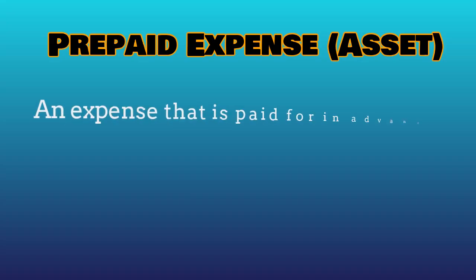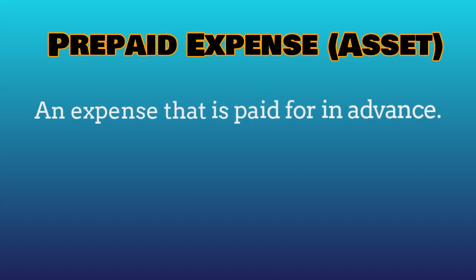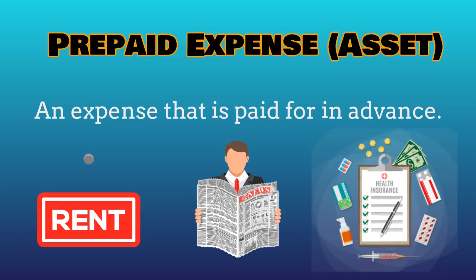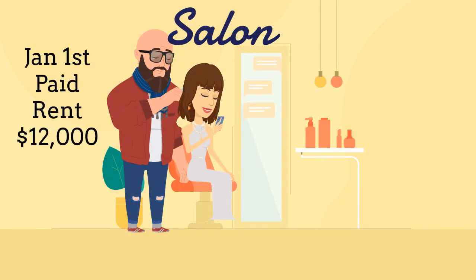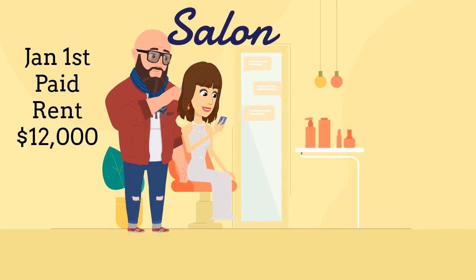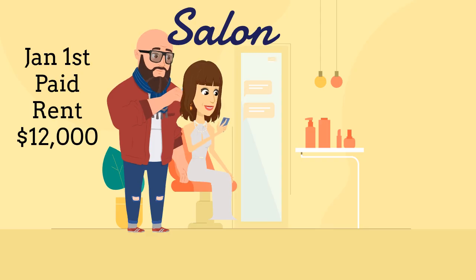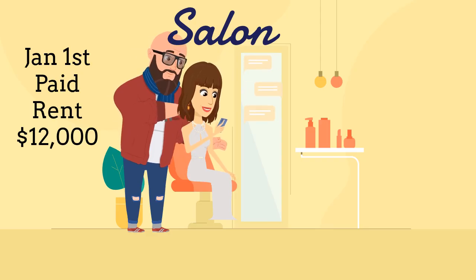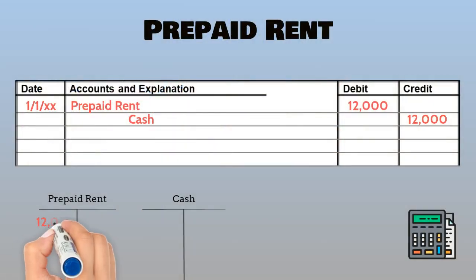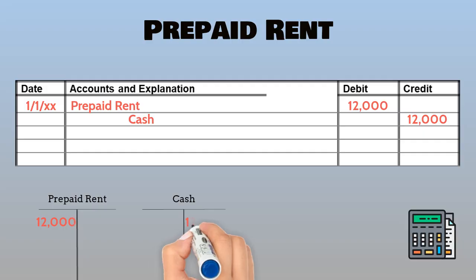Next asset, a prepaid expense or prepaid asset comes about when an expense is paid for in advance. Some common prepaid items that might be paid early are rent, subscriptions, and even insurance. Let's go through a quick example for prepaid rent. Let's say Julian just rented a chair in a salon for a year and he had to prepay rent of $12,000 on January 1st. The journal entry would have been a debit to prepaid rent and a credit to cash on January 1st.